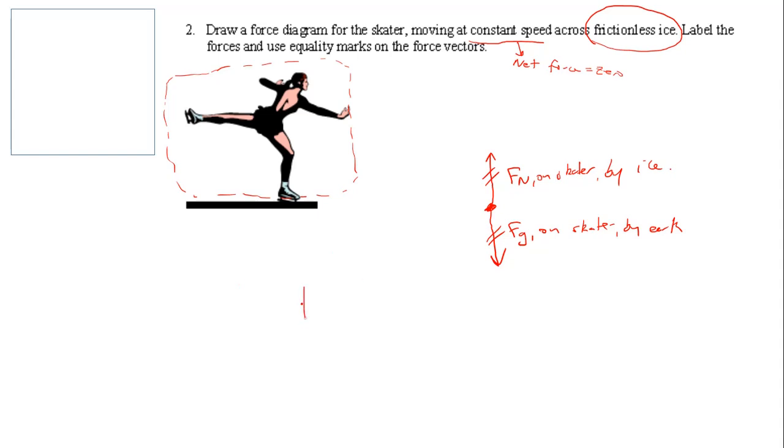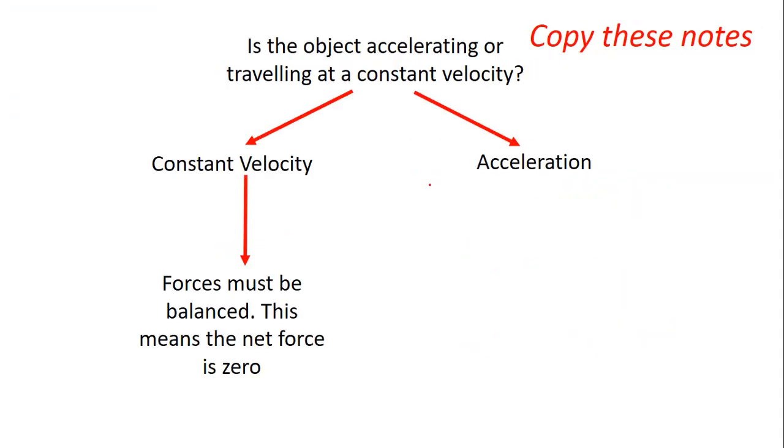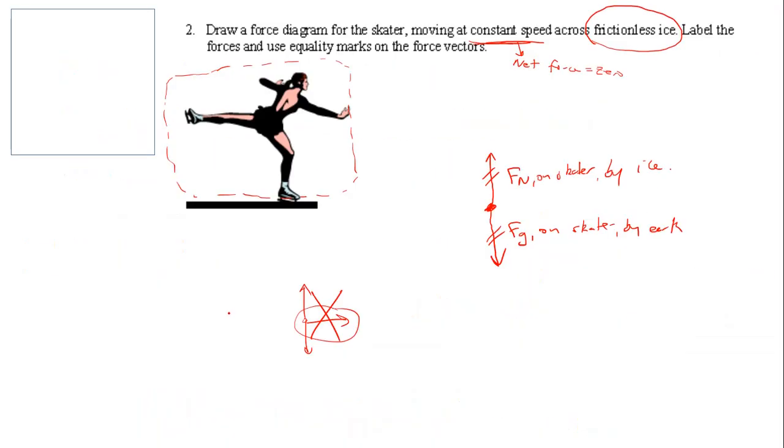Now, I know some of you want to draw something like that. This is a common mistake in physics, that they think that because she's moving forward, she needs a forwards force. Okay, she's moving at a constant speed. Remember, constant velocity, the forces must be balanced. This means that the net force is 0. Because we have frictionless ice, there's no force going backwards. Because there's no force going backwards, to balance no force, we have to have no force going forwards.